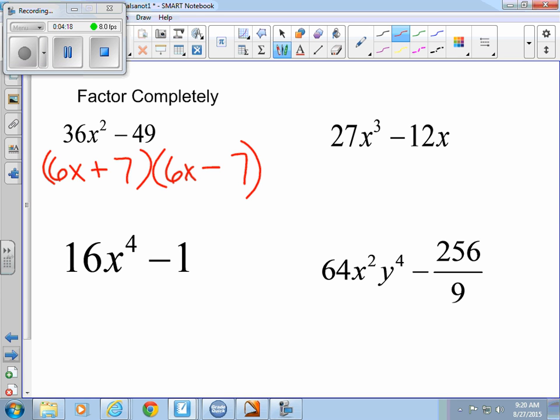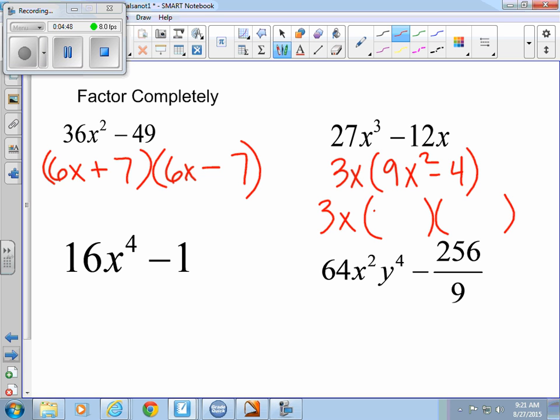Is the next one a difference of perfect squares? No. Does it have a GCF? What is the GCF? 3x? Then how is it a difference of perfect squares? So don't forget, try GCF first. Always try that first. The square root of 9 is 3, and the square root of 4 is 2. One with a plus.